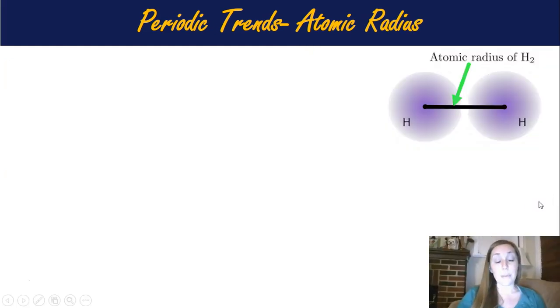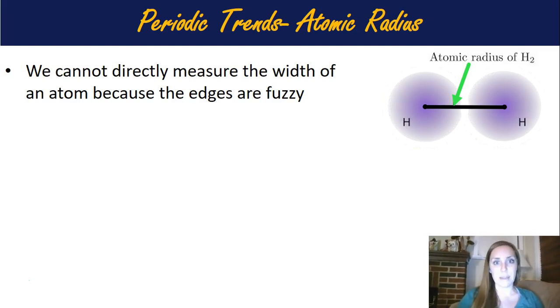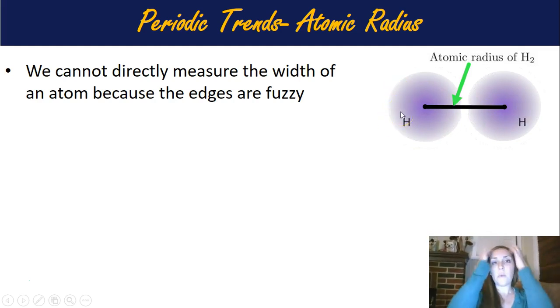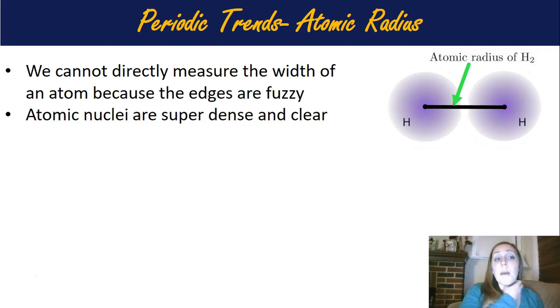The first trend we're going to talk about is the atomic radius of the atom. And I'm going to bring up again, we can't directly measure the width of an atom because the edges are fuzzy. So I'm re-emphasizing the edges of an atom are fuzzy. If I look at these two hydrogen atoms, notice you can't exactly tell where hydrogen ends, right? So I can't just say, if I want to know how big the atom is, it's from here to here, from the outside parts. Obviously that's way big because you can't even see atoms. But even looking under the electron microscope, you can't see really the edges. But what you can see is you can see the nuclei.